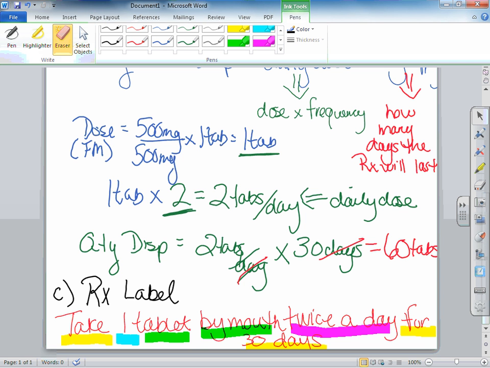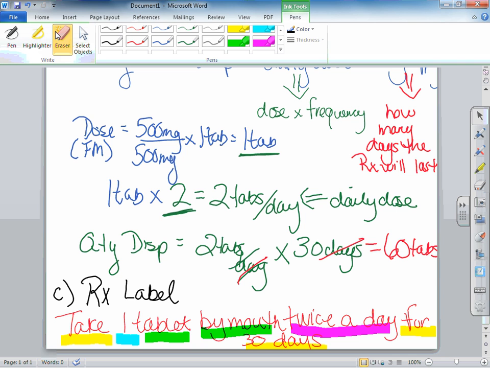But where it says prescription label, you are to translate what you have interpreted for the patient to understand, meaning you have to translate it into a full complete sentence when it comes to the duration. So I have to say, take 1 tablet by mouth twice a day for 30 days. Again, take is not in the order. You have to provide that. That's the format you have got to follow.